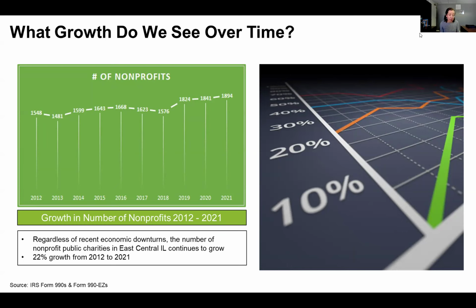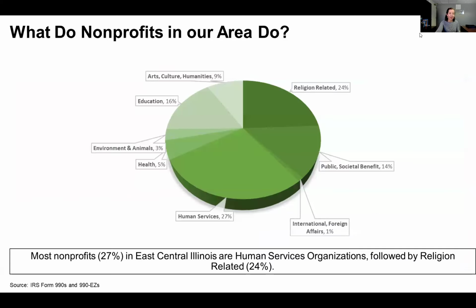And here, if you're curious, like, well, is this growing? Is it shrinking? Where does it stand? You can see there is growth in the number of nonprofits over the last 10 years. This chart here mirrors what we see on a national level, that despite economic downturns that have occurred over that period, the nonprofit sector within East Central Illinois continues to grow at a pretty healthy rate. We had 22% growth from 2012 up to 2021. So the sector is healthy, it is growing, it is vibrant.